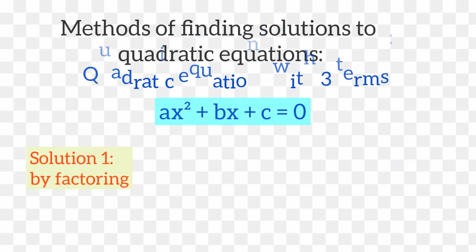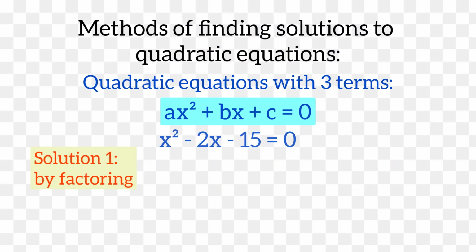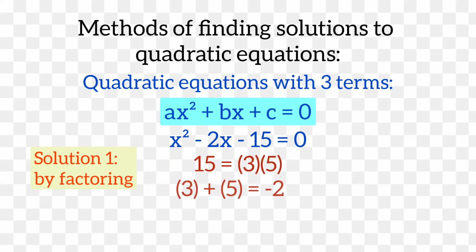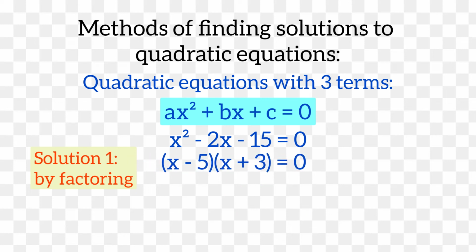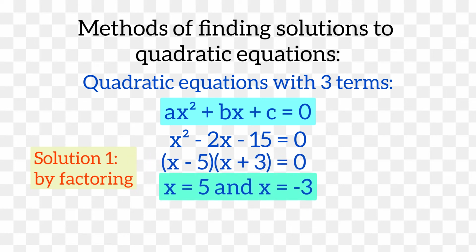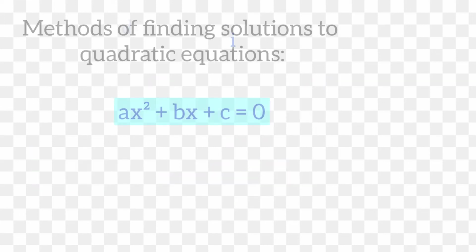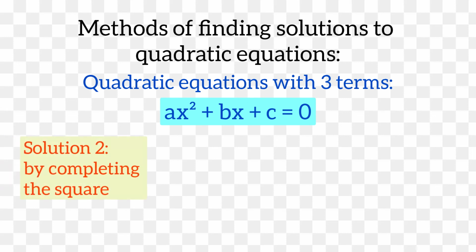Let's take some examples. If we have x² - 2x - 15 = 0, we can factor it by first finding two numbers which are the factors of -15 and when added together equal -2. So that the factors of the equation are (x - 5) and (x + 3). And the solutions are x = 5 and x = -3. Or we can use the method of completing the square to solve the equation.